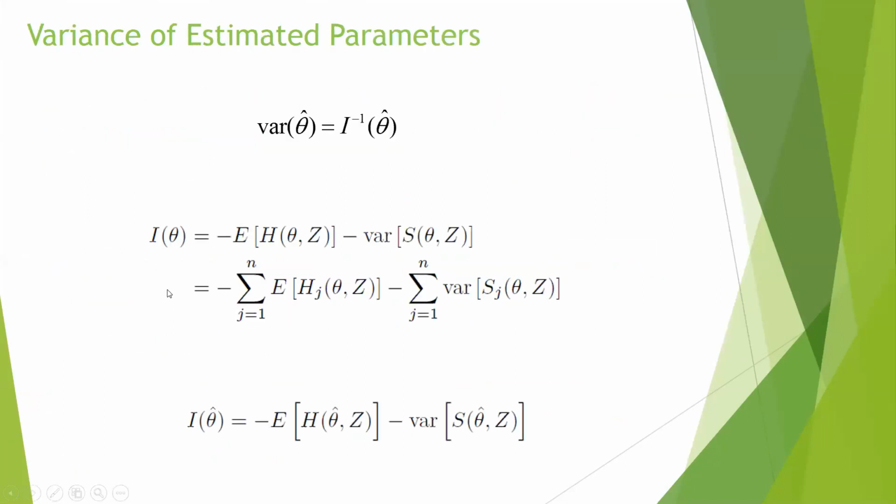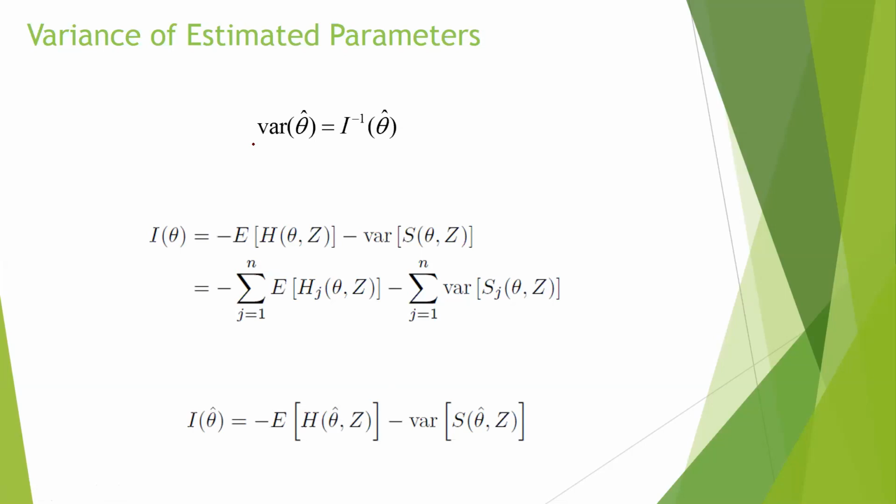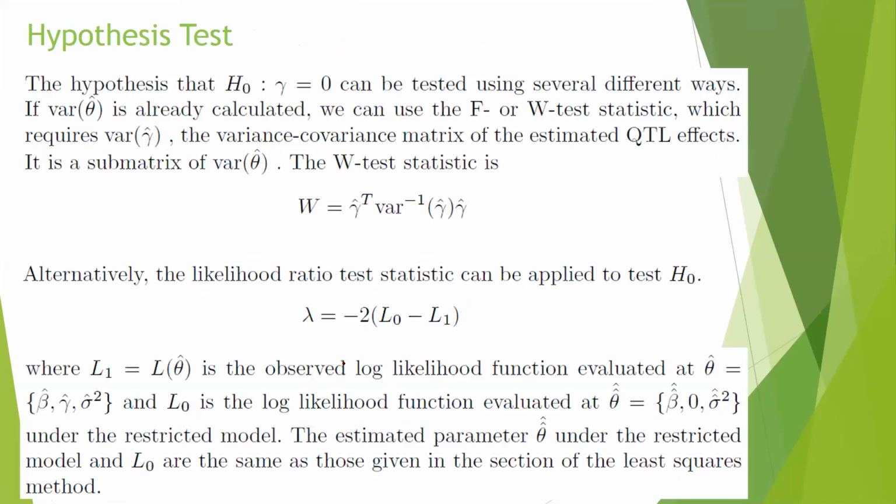Okay, so this is the information matrix. Once your algorithm converges, we can get the information, and by using the inverse of the information matrix, we can get the variance of the estimation for the parameters. Then we can do either test. We can use the Wald test to test gamma, the genetic effects, or we can construct a likelihood ratio test to test the genetic effects. Using either way, you can generate a beautiful Manhattan plot like this.